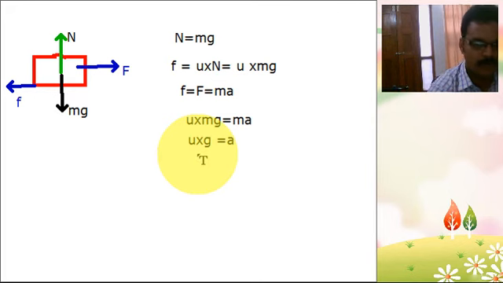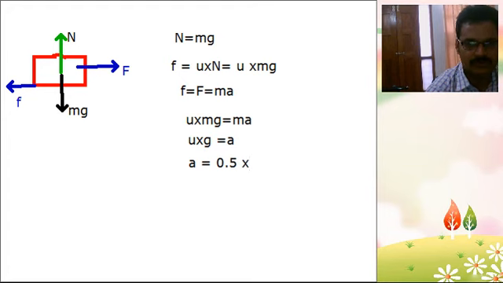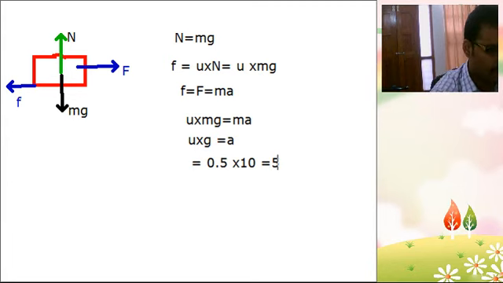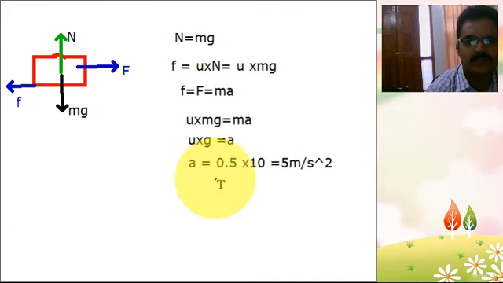Now what is a equal to? What is the coefficient of static friction? The coefficient of static friction is given, 0.5, into g, which is 10. So the answer is 5 meters per second square. So the acceleration is 5 meters per second square.